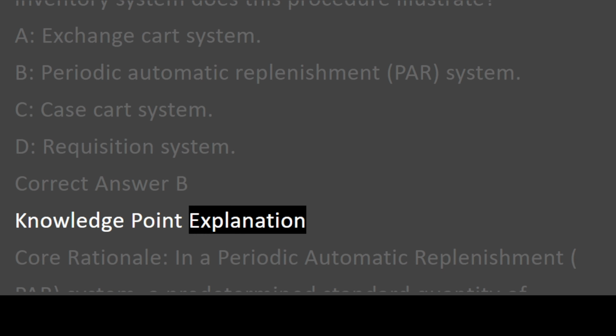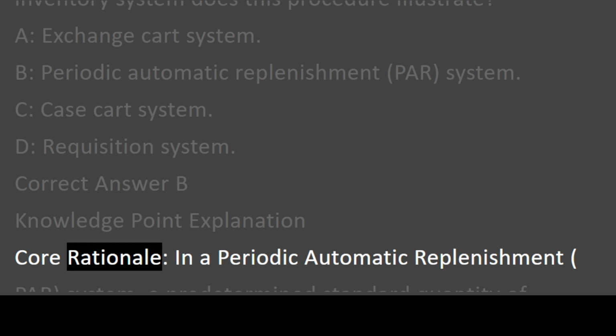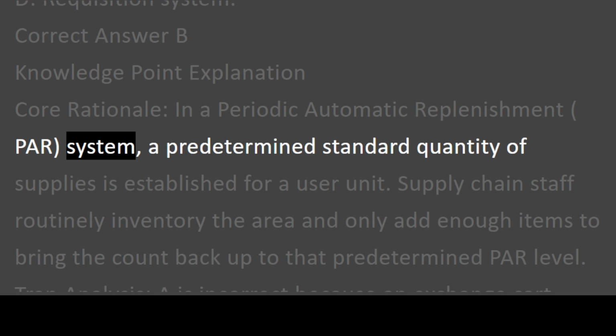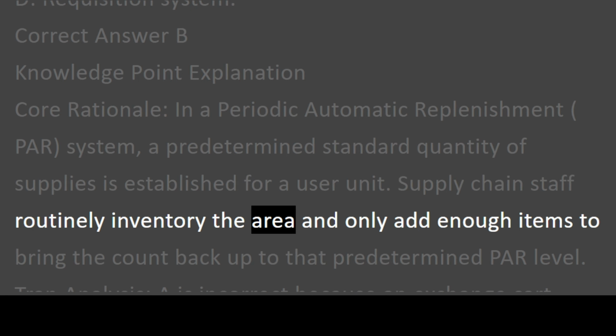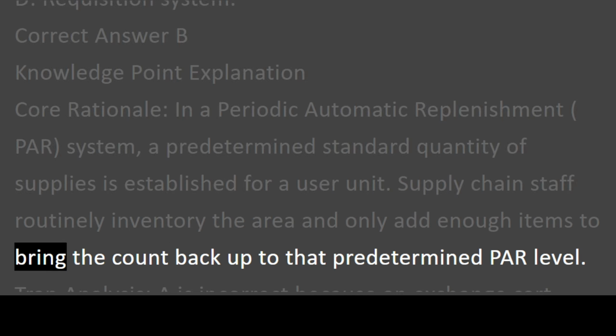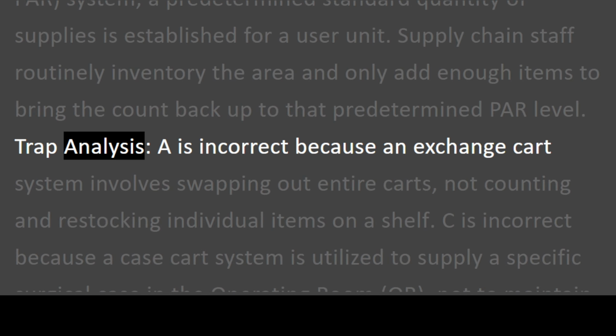Knowledge point explanation. Core rationale. In a periodic automatic replenishment (PAR) system, a predetermined standard quantity of supplies is established for a user unit. Supply chain staff routinely inventory the area and only add enough items to bring the count back up to that predetermined PAR level.